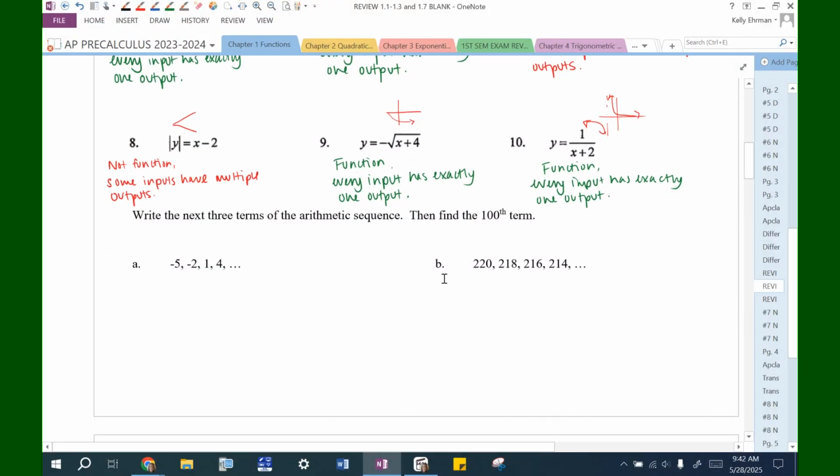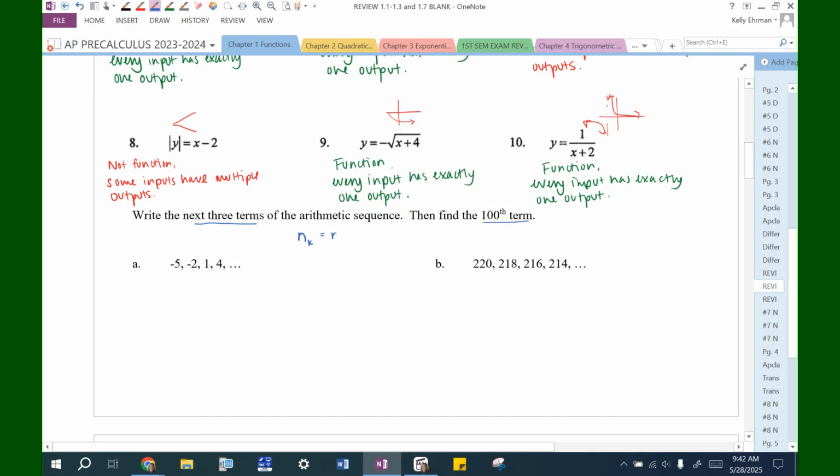Okay, arithmetic sequence. So this is something you might have done back in Algebra 1. It likes to pop up on our AP exam, so that's why I've included it here. Write the next three terms of the arithmetic sequence, then find the 100th term. Now, I won't always ask you for the 100th term, so you need to know the formula in general. In general, you can get to any term k. This could be 100th, 1000th, 50th, whatever.